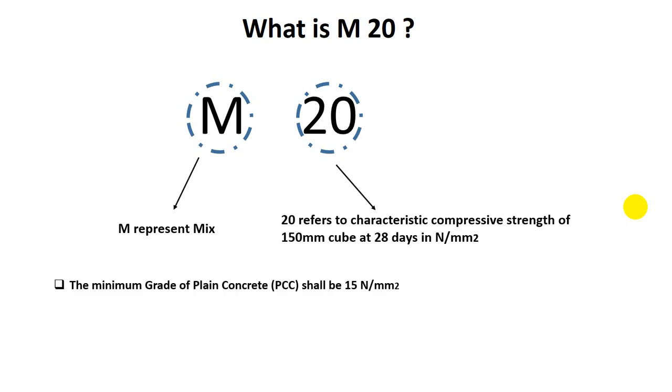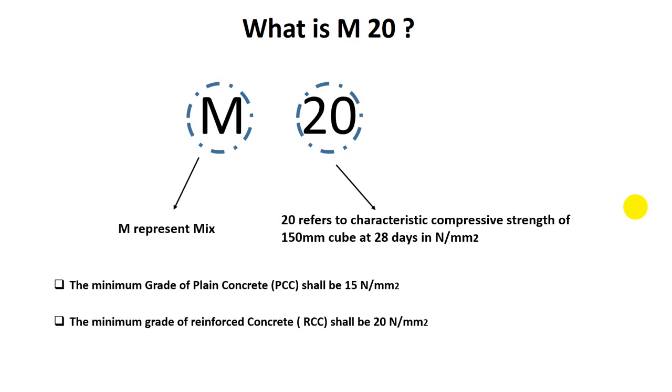Here the minimum grade of plain concrete, PCC, should be 50 Newton per millimeter square. I mean our M50 grade concrete. What is plain concrete? Plain concrete is, for example, when we work for some footing, or below the brick wall we use some concrete soling. This is plain concrete. So this plain concrete strength shouldn't be less than 50 Newton per millimeter square.